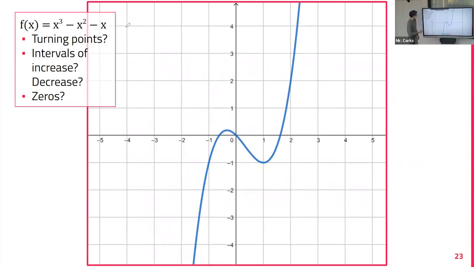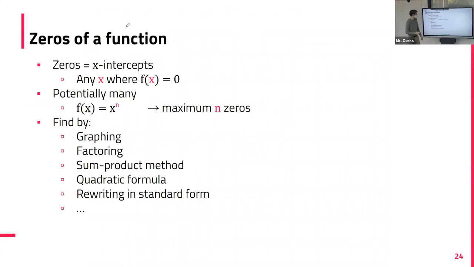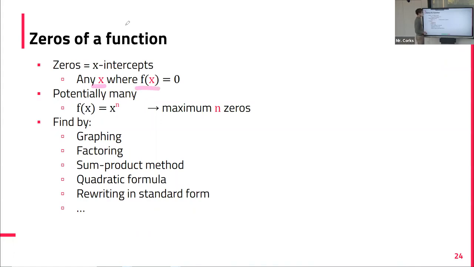All right, formal definition of that here. Zeros are any x value that makes the whole function f of that x value, the y value, equal 0. If we have a polynomial with an x to the exponent n, whatever n is, then we have a maximum of n zeros. It could be fewer than that. It might never cross the x-axis, but maximum that many.